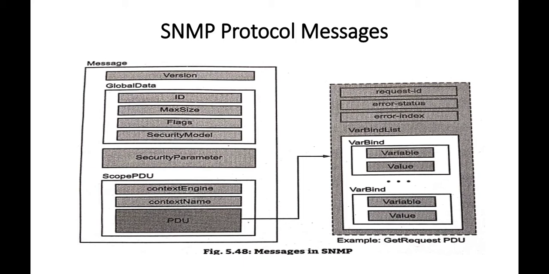SNMP does not send only the protocol data unit, but also embeds the protocol data units in a message. We already discussed the protocol data units. SNMP defines 8 types of protocol data unit, namely the get request PDU, then get next request PDU, then response PDU, trap PDU, report and many more, with error index and request ID.